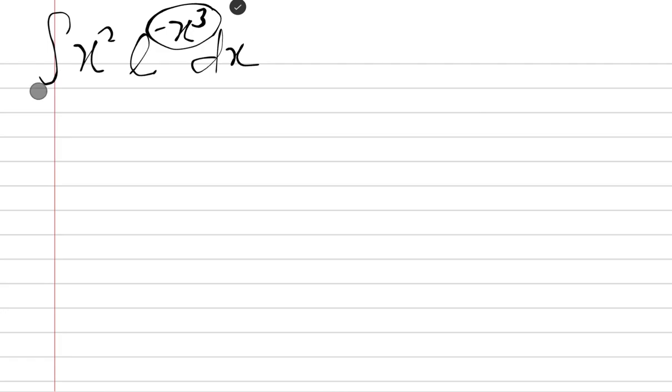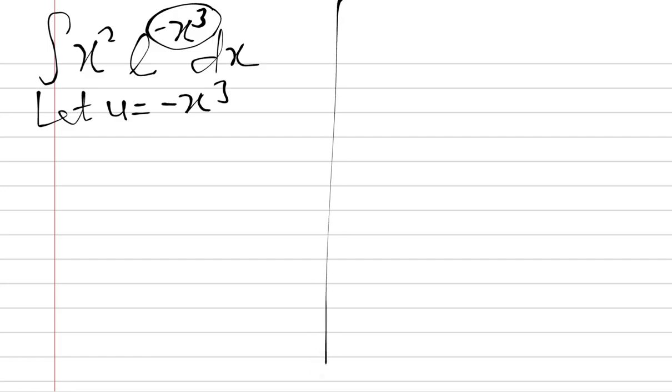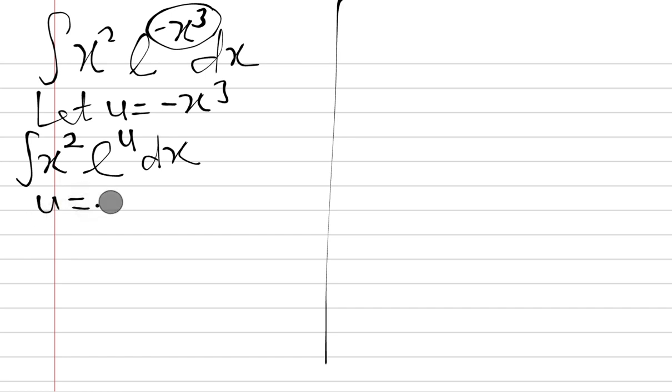So you are going to say, let u be equal to minus x cube. So if u is equal to minus x cube, that means our integral will become integral of x squared exponential u dx. You already know the pattern now. So your u is equal to minus x cube.